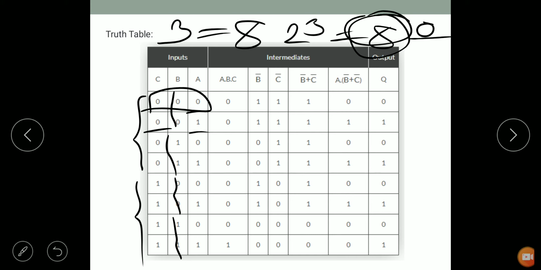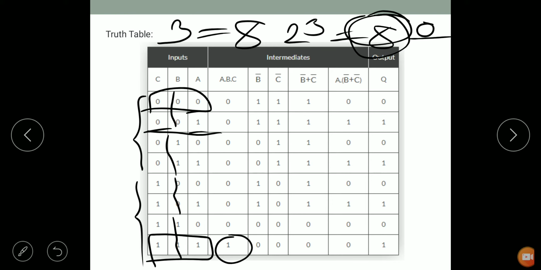Then what is the ABC? ABC is nothing but the product, that is multiplication. 0 into 0 into 0 is 0. Then 0 into 0 into 1 is 0, because in a multiplication, if we multiply any number with 0, then it gives 0. So the last operation, that is 1 dot 1 dot 1, gives 1.